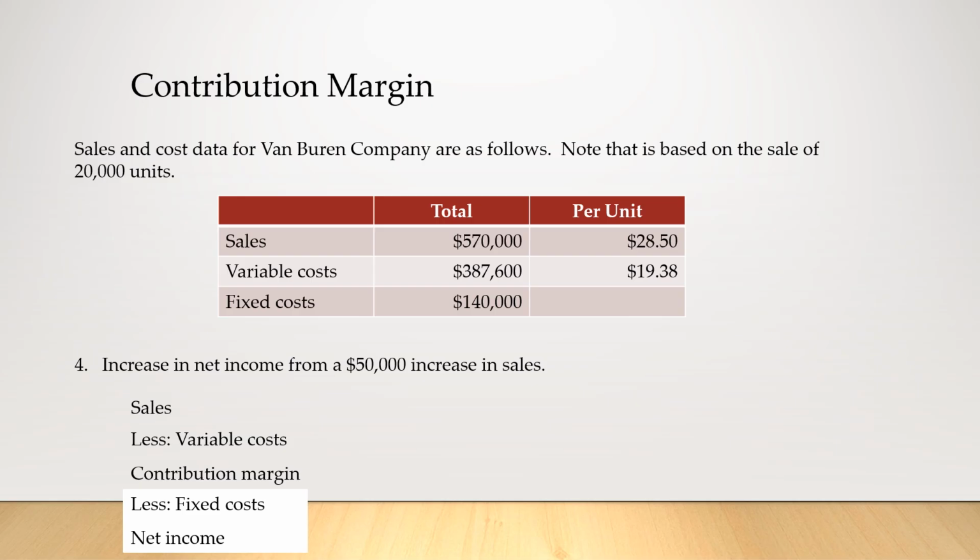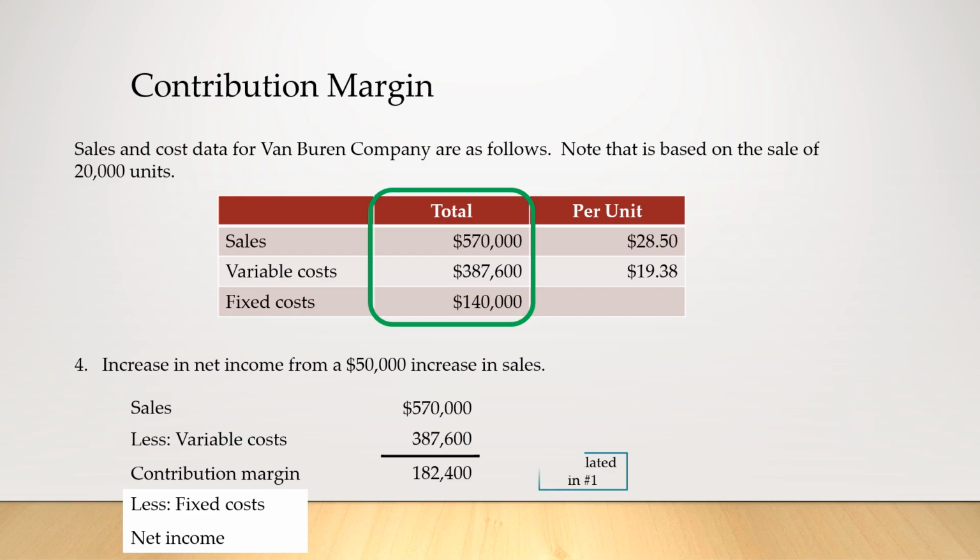Using our provided monetary amounts, sales is $570,000. Subtract variable costs of $387,600 to get a contribution margin of $182,400. You'll note that this number ties to our computation in number 1. Subtract fixed costs of $140,000, and net income is $42,400.